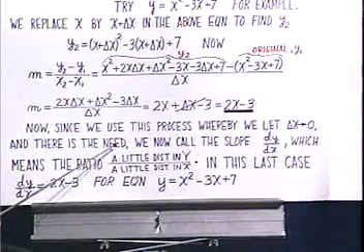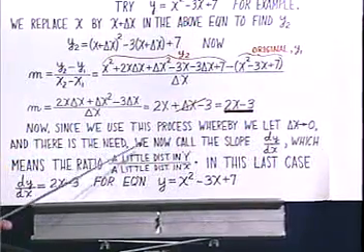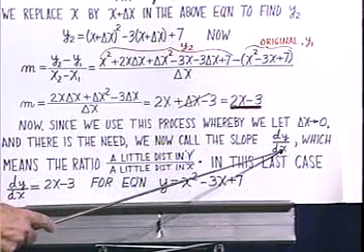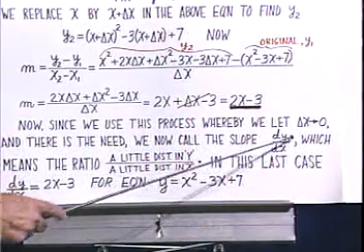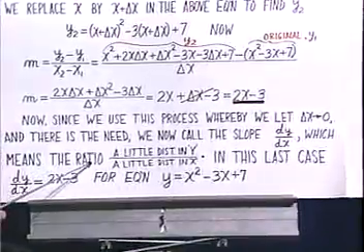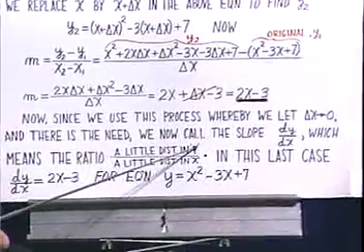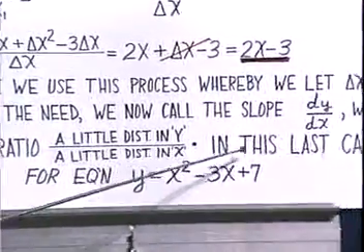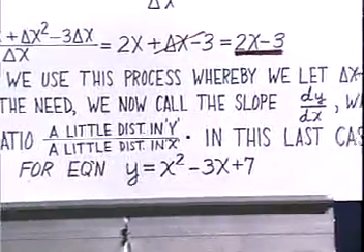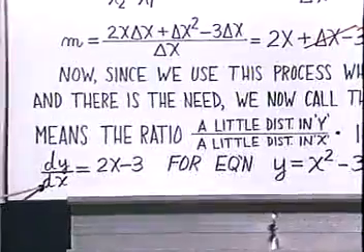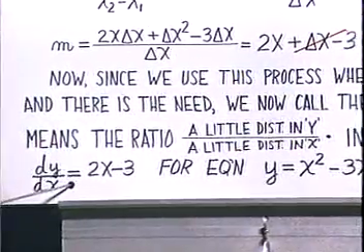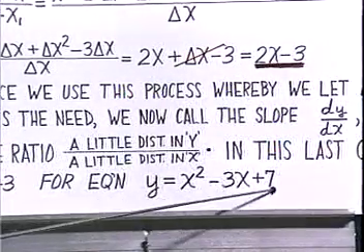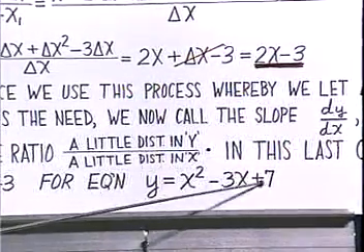Now, since we use this process whereby we let delta x approach but not equal 0, we now call the slope dy over dx, which means the ratio of a little distance in y divided by a little distance in x. In this last case, we now call it dy over dx equals 2x minus 3, for this equation.